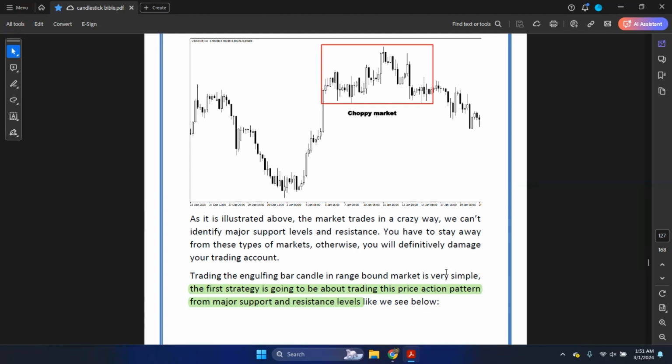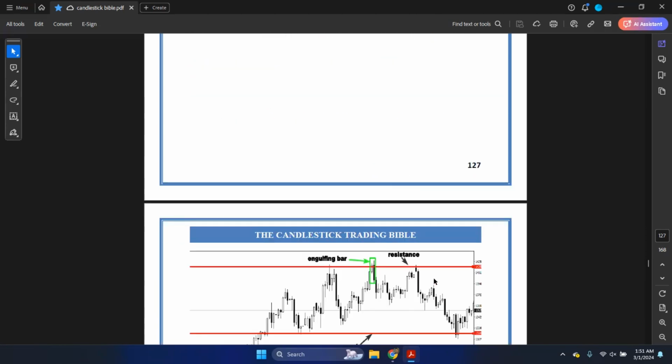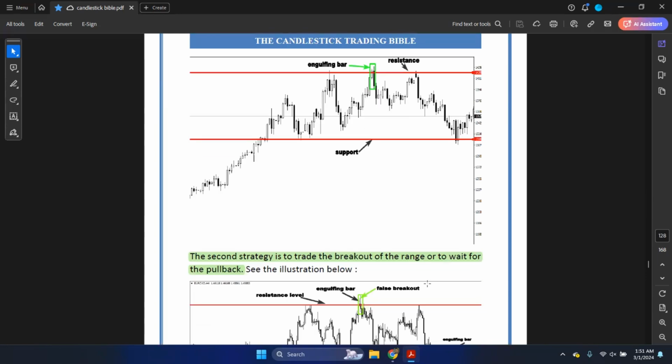Trading the engulfing candle in range bound markets is very simple. The first strategy is going to be about trading this price action pattern at major support and resistance levels like we see below. It was trading, then it started ranging. We found our support, we found our resistance, we see our engulfing bar.